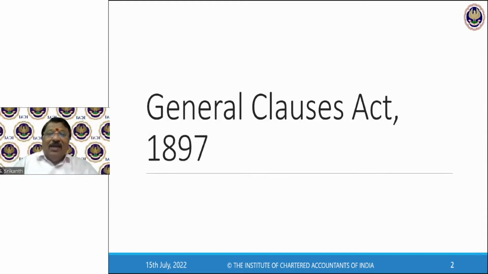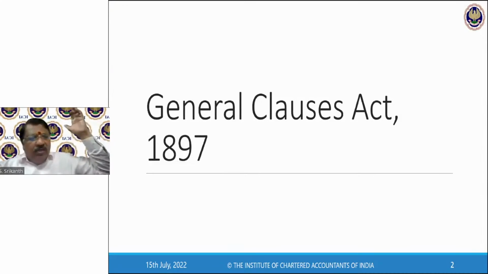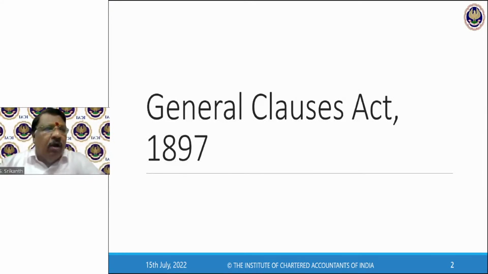That's why it's called the General Clauses Act. Clause means provision, section, provision. So I can't put certain common rules in every law. Please understand. I need not put them. Instead, I have put all of these common rules and regulations into one law, which is called the General Clauses Act. So in any law, if you have a doubt, you will come to the General Clauses Act.